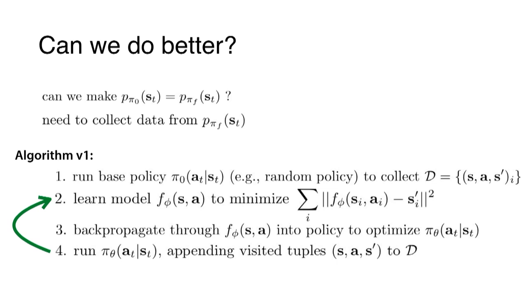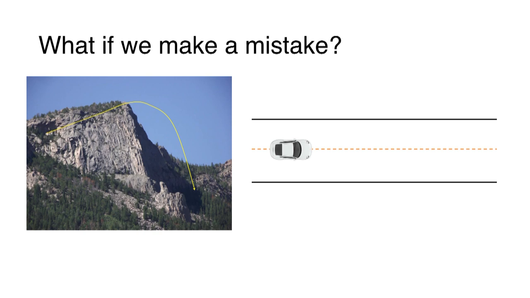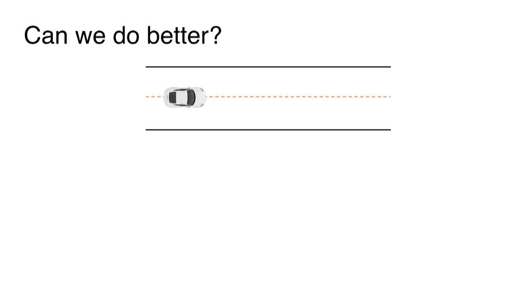Okay. So now what if we run our policy and we make a mistake? What we might do is fall off the cliff. For modeling a car, we might start moving to the right if our model is inaccurate, or moving to the left in this case. One way that we can do better is after we take a step, after we take an action, we can actually replan using our model to figure out how to get back on track.